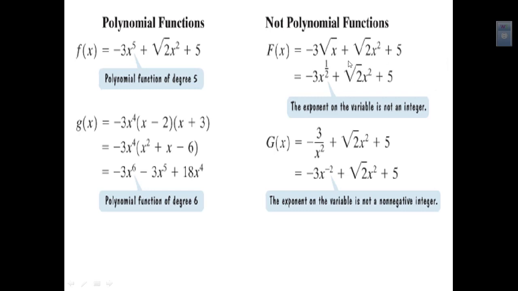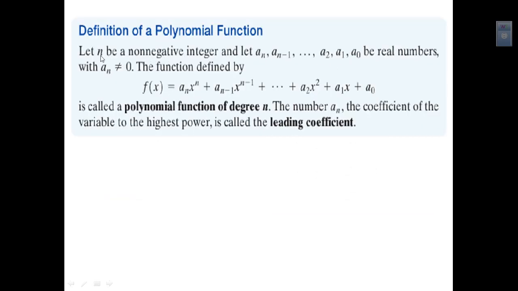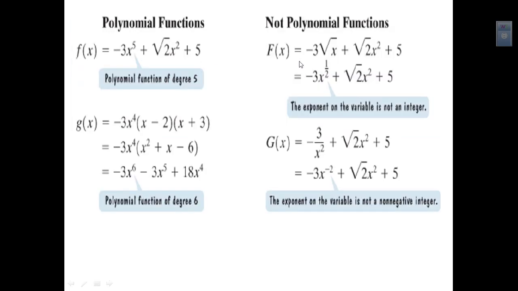Now, let's look over here where we've got some not polynomial functions. Well, -3 times the square root of x. Well, that is a fractional exponent. You cannot have a power that is not an integer. See right here, be a non-negative integer. It must be a whole number. So we've got to worry about making sure that it's going to be a whole number. Here, remember, the square root of x is the same thing as x to the 1/2 power. Now, the rest of this is fine, but that one term right there messes the whole thing up.